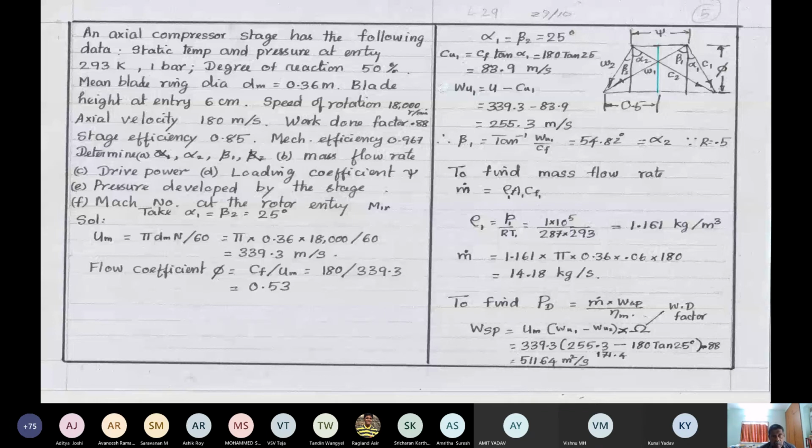Then determine alpha 2, beta 1, mass flow rate, drive power, loading coefficient psi, pressure developed by the stage, Mach number at the rotor entry. Take alpha 1 equal to beta 2 equal to 25 degrees. That is, for a 50% reaction turbine, you will have a symmetric velocity trapezium, and obviously alpha 1 and beta 2 will be same. Similarly, you will find that alpha 2 and beta 1 will be same.